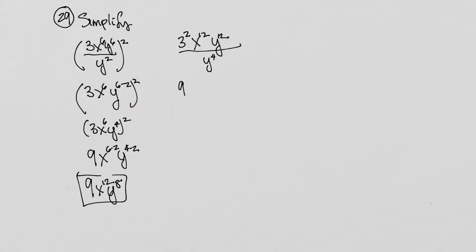Now, 3 squared is 9. x to the 12. And then what do you get for the y's? You're dividing, so we're going to subtract exponents, top minus bottom. So I'll get y to the 12 minus 4. I'll get 9x to the 12, y to the 8th. Same as we got down here.